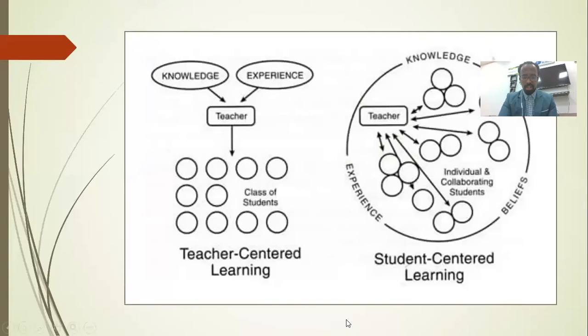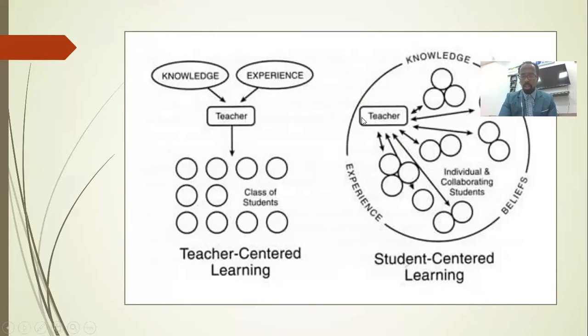So this is the method that a lot of teachers are using, which is teacher-centered learning. The knowledge and the experience come from the teacher straight to the class. But we want to move to student-centered learning, which is collaborative, with individual students giving experience, knowledge, and their beliefs. So the knowledge flow is going all over. Okay, it's fluid.